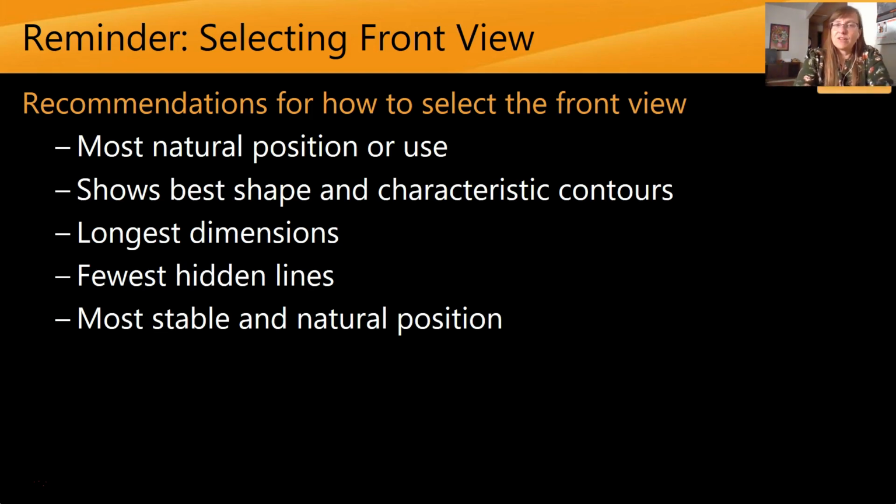So this is a reminder from the pictorial sketching slideshow. We briefly talked about how to select the front view. You want to choose the front that's going to be the most natural for use, that also shows the best shape and characteristic contours. Perhaps it's the longest dimension. It will have the fewest hidden lines, so it will be the object face that will most completely describe the object. And then you want it to be in a stable position.